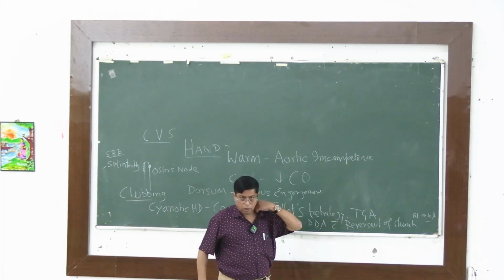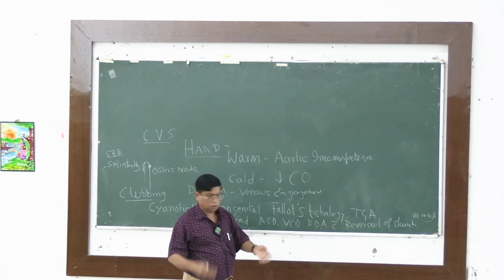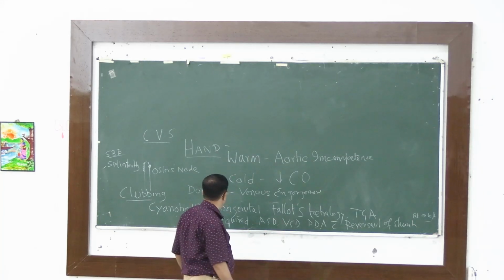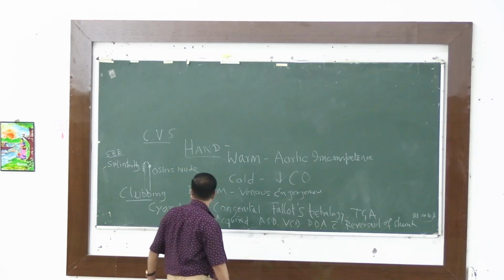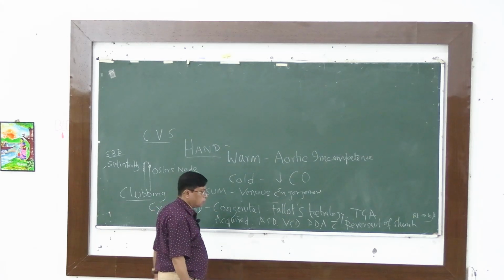Normally this should not be, but with the development of pulmonary hypertension, there will be reversal of shunt. So these are the causes of cyanosis in a cyanotic heart disease, congenital and acquired heart disease.